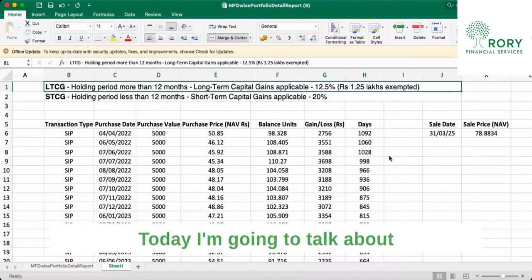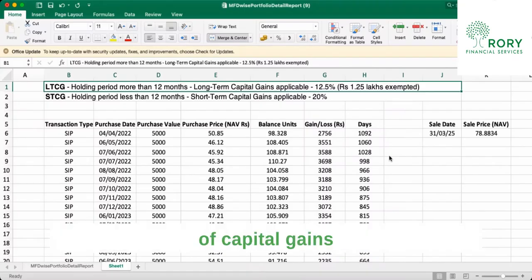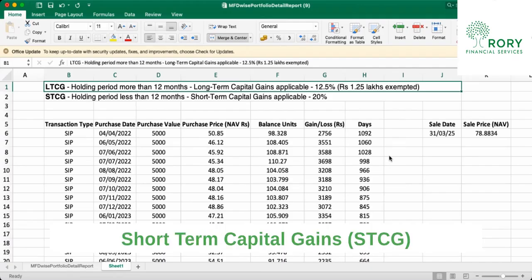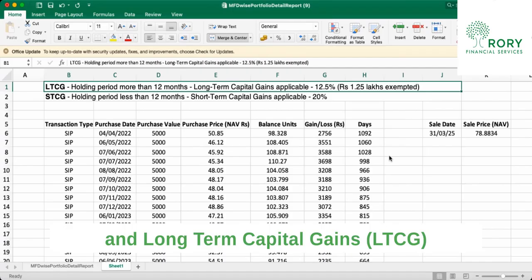Hi folks, today I'm going to talk about the capital gains calculation on equity mutual funds. There are two types of capital gains which can be applicable. One is the short term capital gains and the other is the long term capital gains.